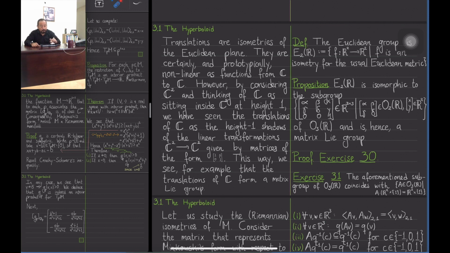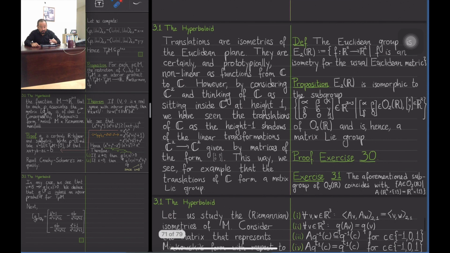Advantages of this, well, one thing is that here it is quite transparent that translations form a matrix Lie group, for instance. So whenever we need some result from Lie groups, then we can appeal to that fact, for instance.